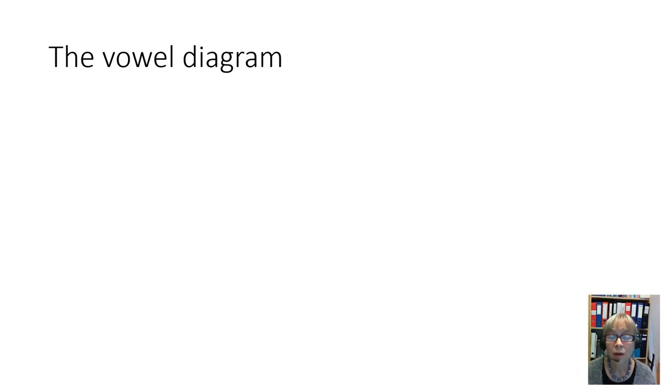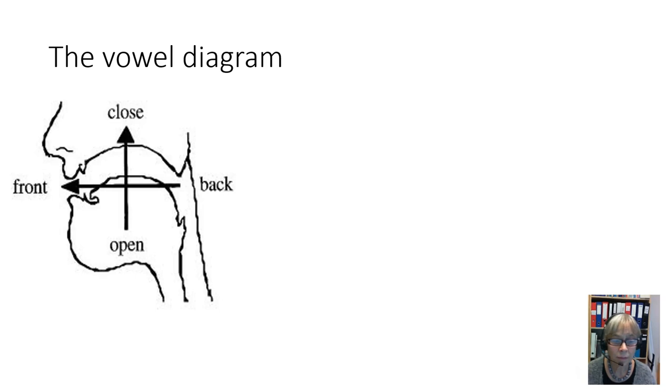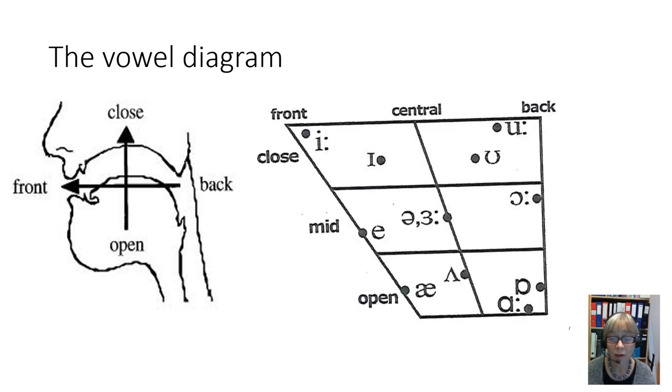Now, the vowel diagram may need a bit of explanation. The terms front, close, open, back refer to the cavity in the mouth and the tongue's position in the mouth. So if the front of the tongue is up close towards the palate, we talk about the front close vowel, such as E. If the back of the tongue is very low and the mouth is open, ah, we talk about a back open vowel. And this translates then into this diagram.